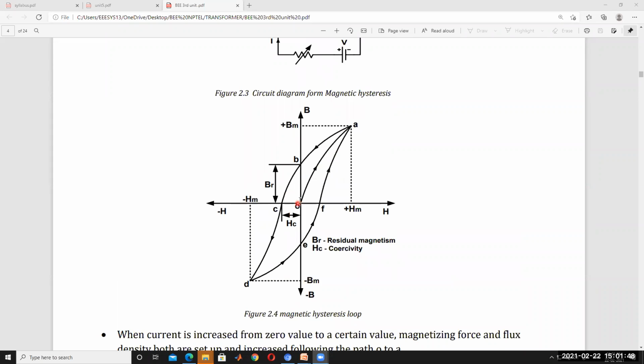First it increases to this length because of residual magnetism, then because of coercive force this much force is required, then like this. In the same way, the path is repeated in the negative direction also. Instead of following 0, it comes to here, so it changes like this.